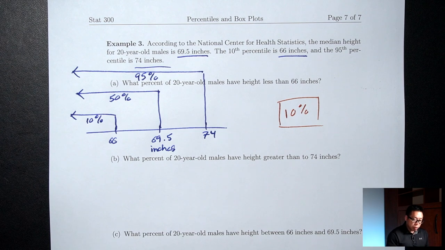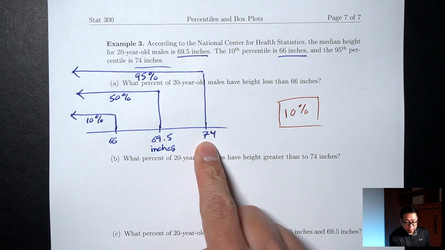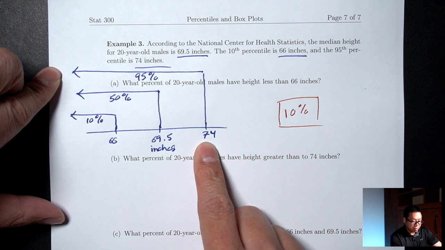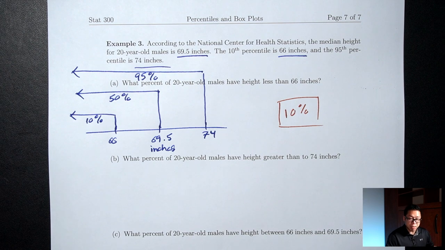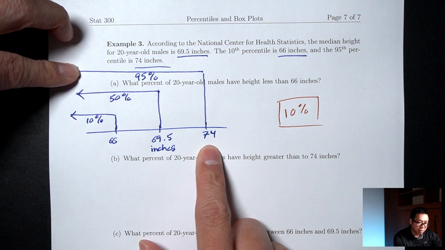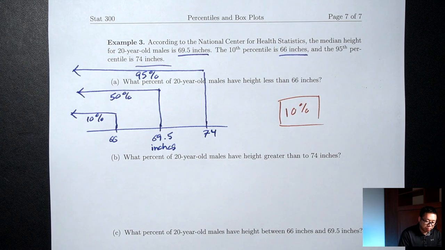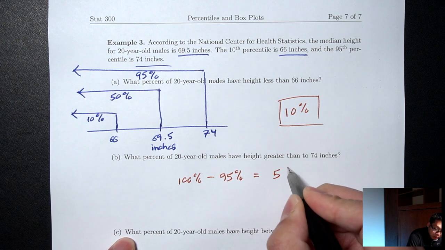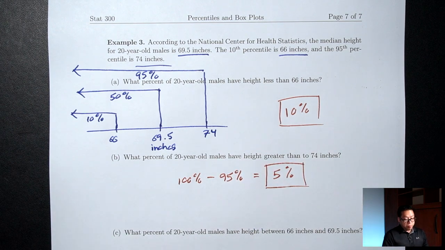Part B, what percent of 20-year-old males have height greater than 74? Here's 74. Greater would be to the right, so it's asking what percent is to the right. Well, I know that 95% is to the left, so what percent is to the right? If I know 95% is to the left, then the rest of the percent is to the right. And how would you find it? The total is going to be 100%, right? So everything is 100%. If I know 95% is to the left, to get the other side, do 100% minus 95, and we get 5%. So in general, that's true. If you know the percent to the left, to get the percent on the other side, all you need to do is 100 minus whatever that percent is.